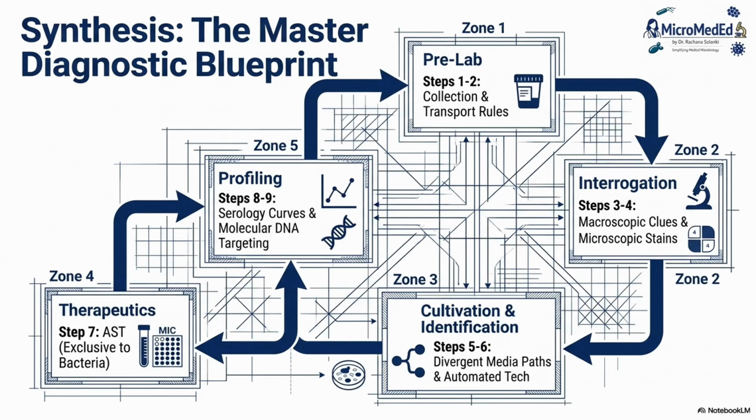Now understand the master blueprint. First is sample collection: which sample, how to collect, how to transport. Then macroscopy and microscopy, followed by culture and identification of fungus as well as bacteria, not generally recommended for virus and parasite. Then AST also for fungal and bacteria, and molecular test and serological test for all the microorganisms.